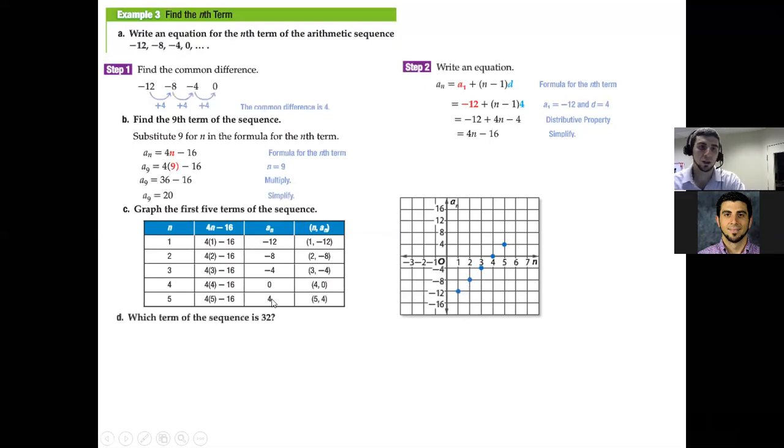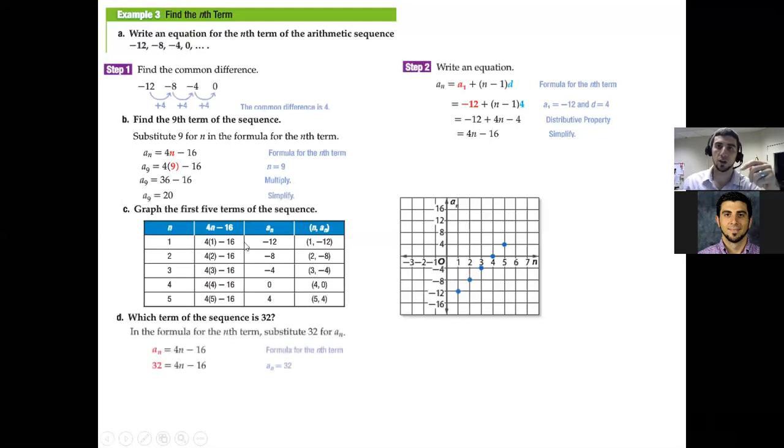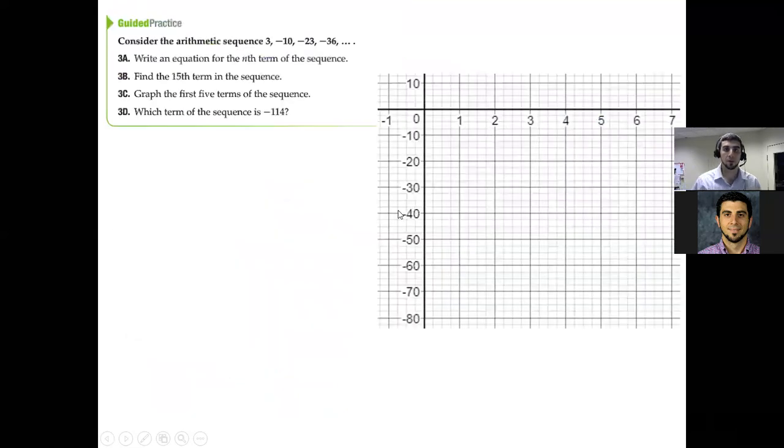So which term of the sequence is 32? Now this is a little bit of a weird question. It's not asking what the 32nd term is, it's asking which term would produce 32. So that's actually giving you the an, and now you're trying to figure out which term it would be. It's kind of like, what's the value of x when y is 32? So you put 32 in for your an, add 16 to both sides, divide by 4, and you get n equals 12.